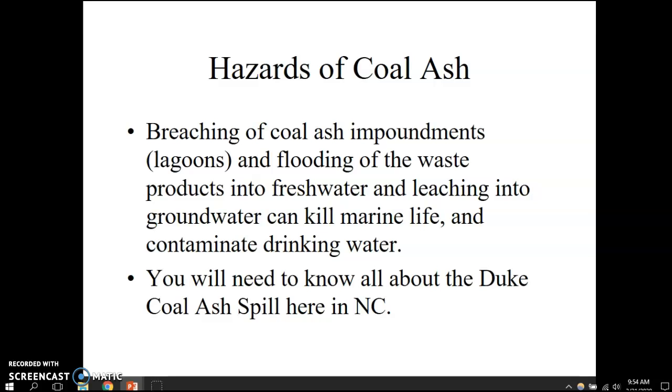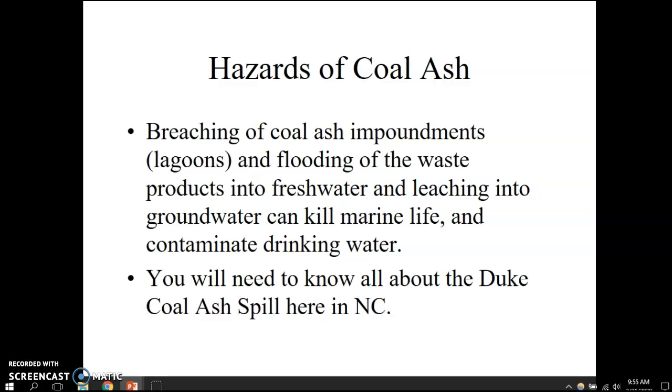But most of it is stored in these huge lagoons, and the hazards then are when you have the breaching of that lagoon and the flooding of all of that wastewater into your freshwater systems that can kill marine life, contaminate drinking water, and leach into the groundwater. And that's what happened in the Duke coal ash spill here in the Dan River in North Carolina.